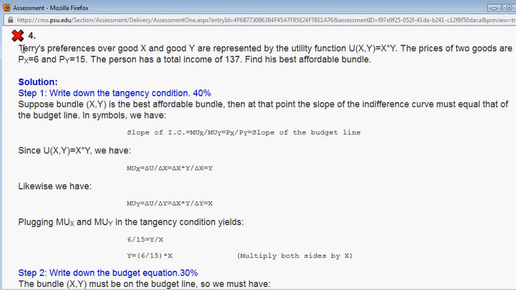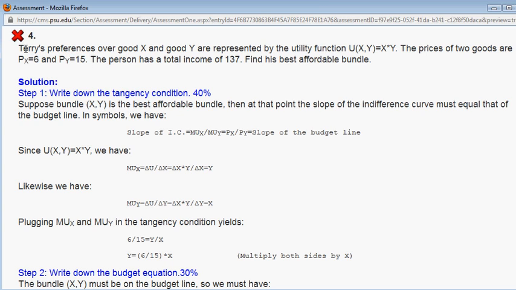Hello everyone. In this video, I'm going to explain how to solve the following question. We have a consumer who consumes good X and good Y. His preferences over these two goods are represented by this utility function, which is the utility equal to X times Y. We know the prices of the two goods.